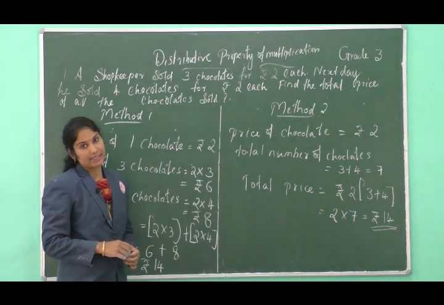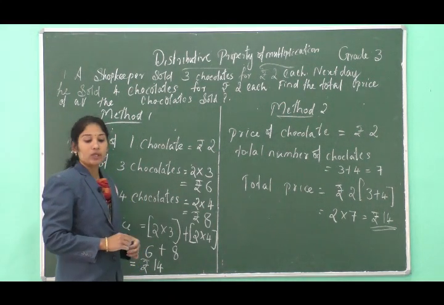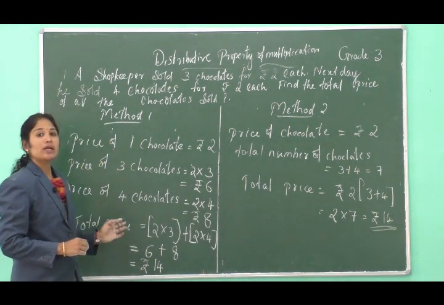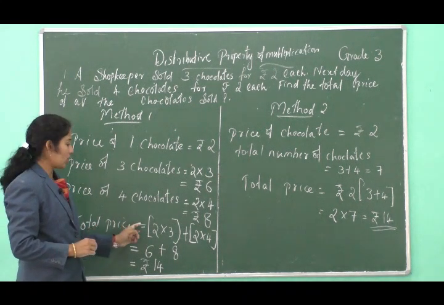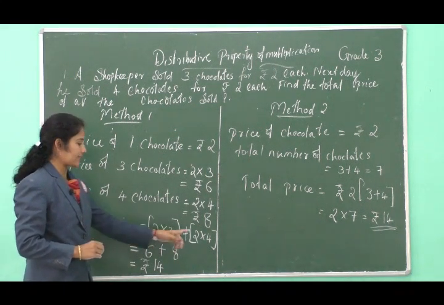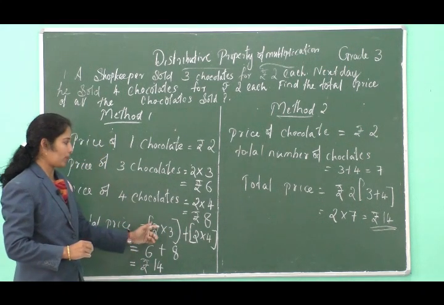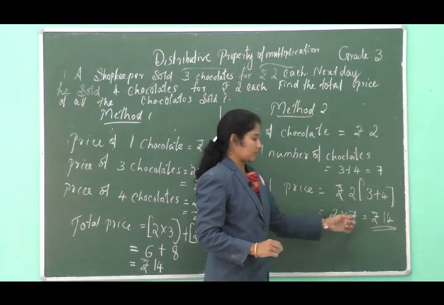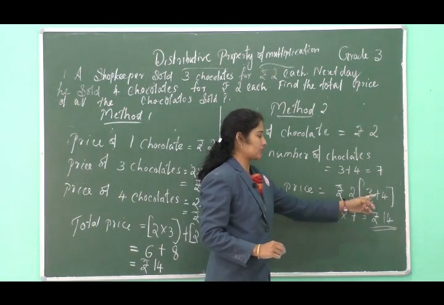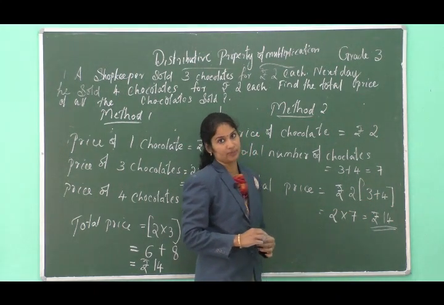Children, this method is called distributive property. We use distributive property when we have a common number on both sides. In the first step we have 2 and second step also 2. We have to take 2 as common and multiply with the sum of 2 numbers. Sum of 2 numbers, 3 plus 4, 7. 2 into 7 is equal to 14.